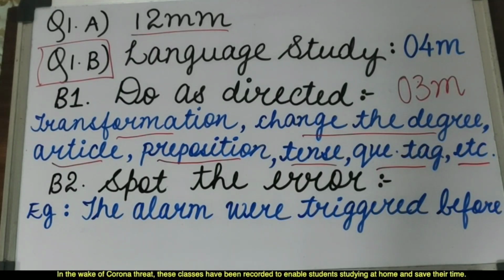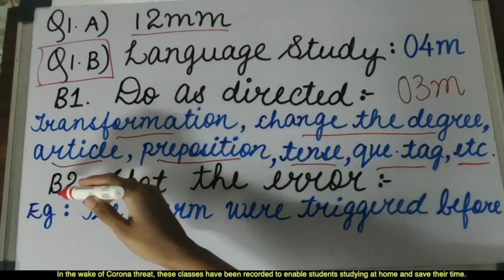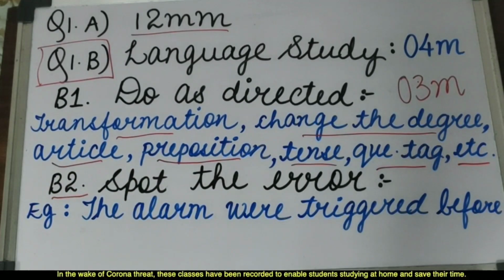Okay, then next activity is the B2. B2 is spot the error. This consists of total 1 mark.